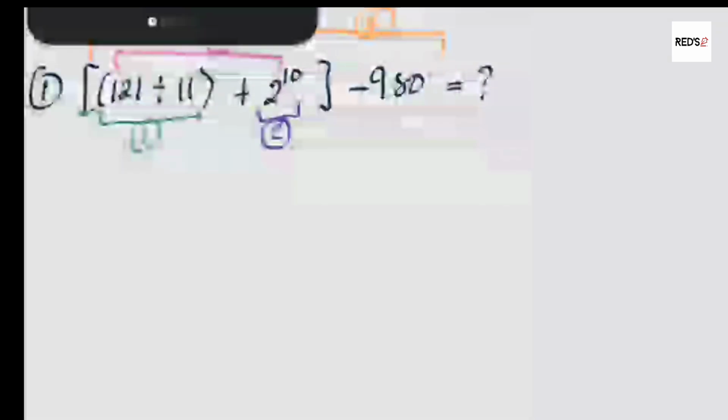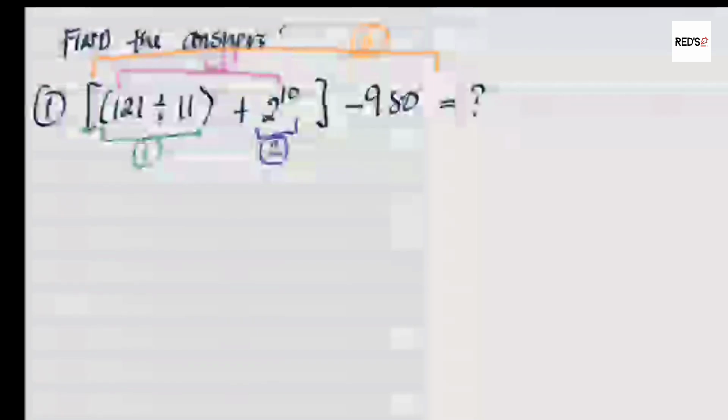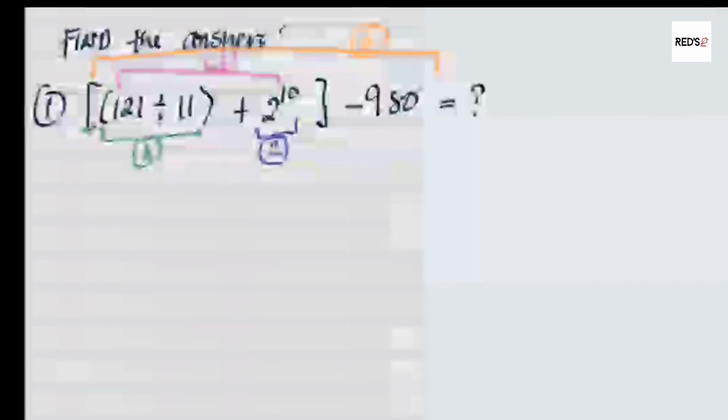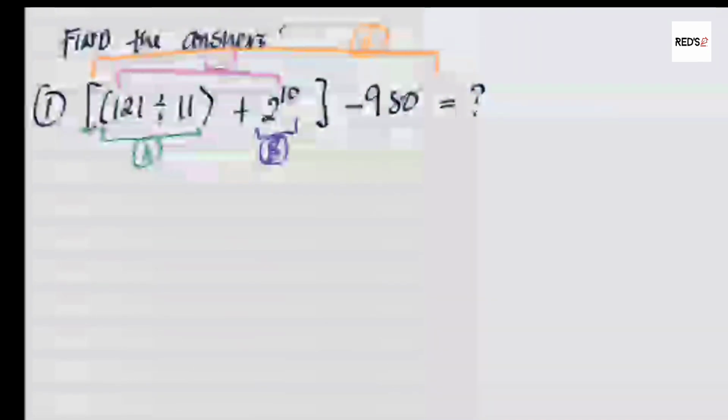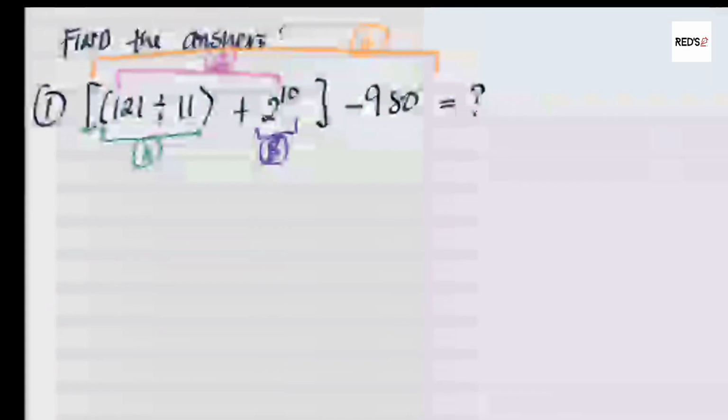Now let's do it one by one. The green one first. Let's just change them to letters. This one's step A. And then the violet is B. And then pink will be C. And then the next one will be D.